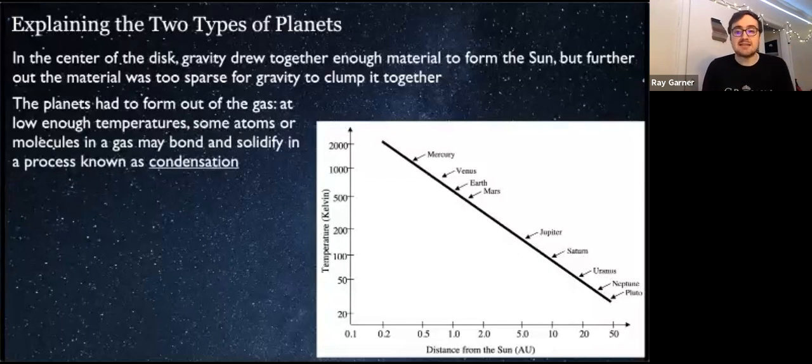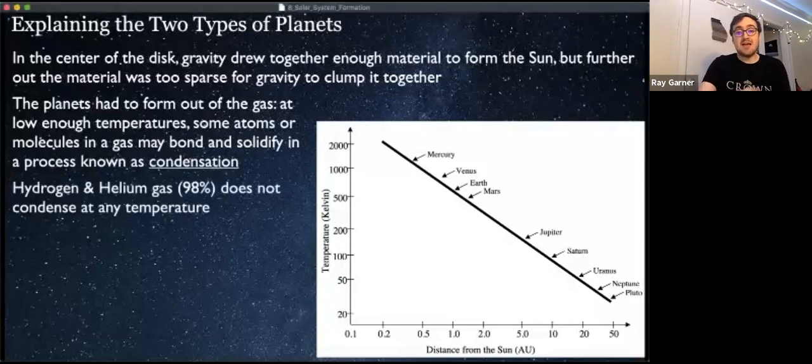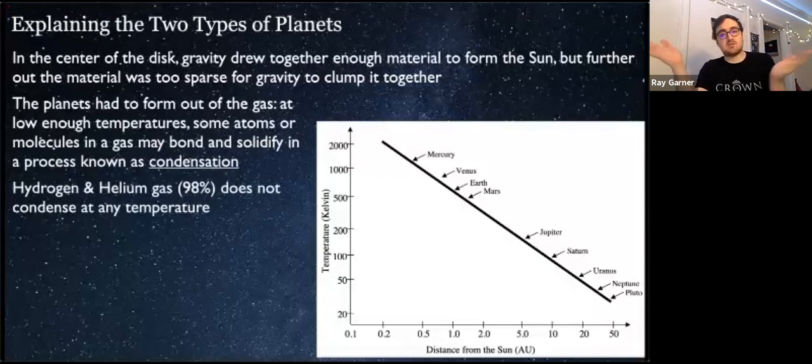So here you see a plot of the planets' modern day distances from the sun on the horizontal axis, and on the vertical axis, the temperature of the solar nebula when those planets were forming. So remember, the solar nebula is made mainly out of hydrogen and helium. 98% of the solar nebula doesn't condense at any temperature. It will always just be some sort of gas. You won't get a solid out of hydrogen and helium at any of the temperatures found in the solar nebula.